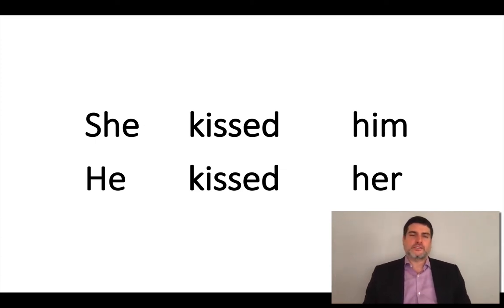Okay? Let's look at it in terms of the man. In the first sentence, the man is the recipient of the action. So him is in the accusative case. It means he's the recipient of the action, which is the accusative case. In the second sentence, he's the doer of the action. The man is the doer of the action, and it's he, which is in the nominative case.